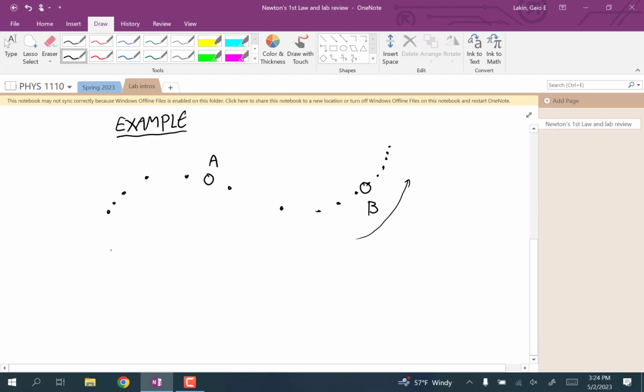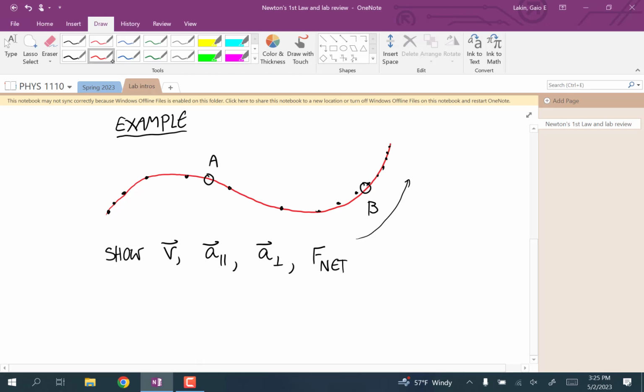Sketch what you know about the velocity vector direction, the part of the acceleration parallel to the velocity, the part of the acceleration perpendicular to the velocity, and the direction of the net force at each of those two points. Okay, just to make it a little easier to follow, I'm going to sketch the path of this object. And we know which way it's going, so I know at point A, the velocity is tangent to the path. This is all stuff you've done before.